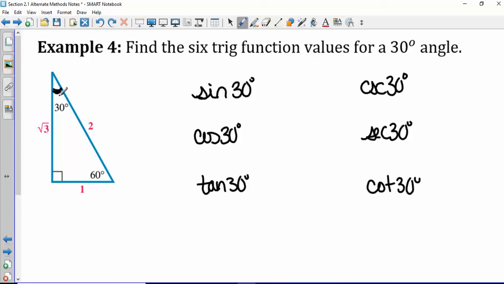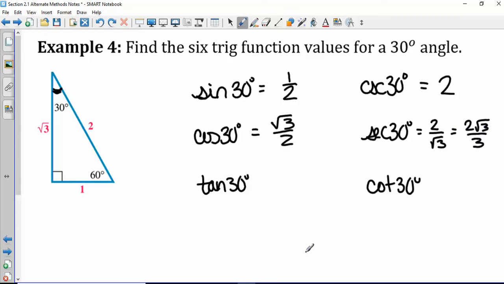So from my 30-degree angle, sine is opposite over hypotenuse, so that would be 1/2. So cosecant is 2. Okay, cosine of 30. So cosine is adjacent over hypotenuse, so that would be radical 3 over 2. So secant, when you flip that, you get 2 over radical 3. Can we leave a radical on the bottom? No. Should be 2 radical 3 over 3.